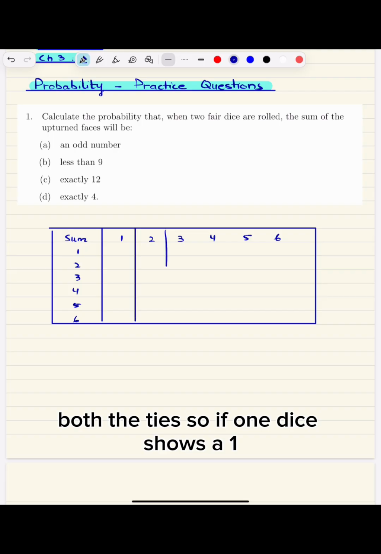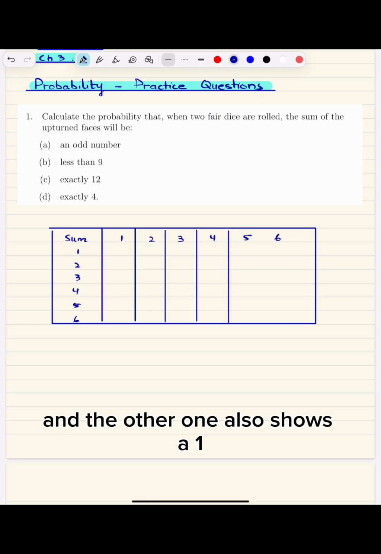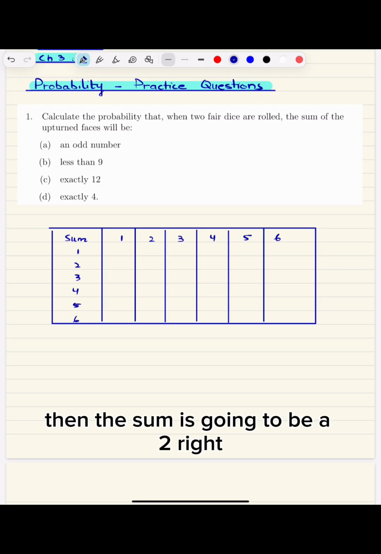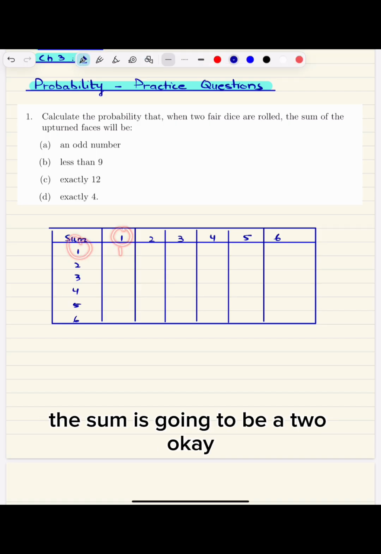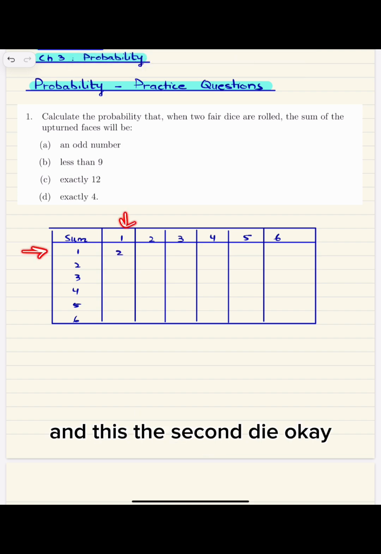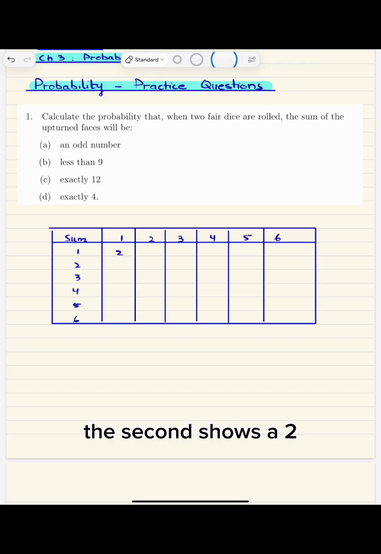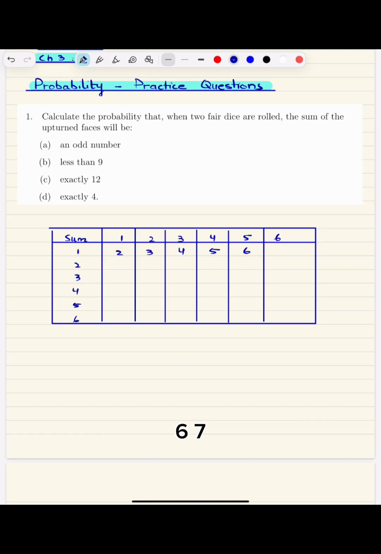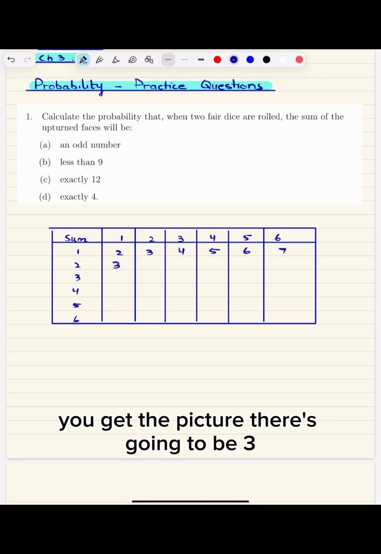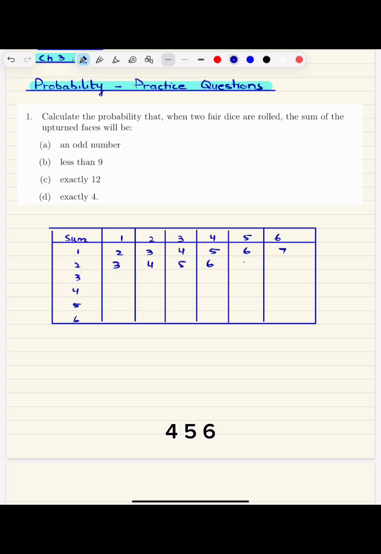So if one die shows a 1 and the other one also shows a 1, then the sum is going to be a 2, right? Okay, let's just call this the first die and this the second die. So the first die shows a 1, the second shows a 2, the sum is going to be a 3. 1, 3 is a 4, 1, 4 is a 5, and so on, you get the picture. There's going to be 3, 4, 5, 6, 7, 8.